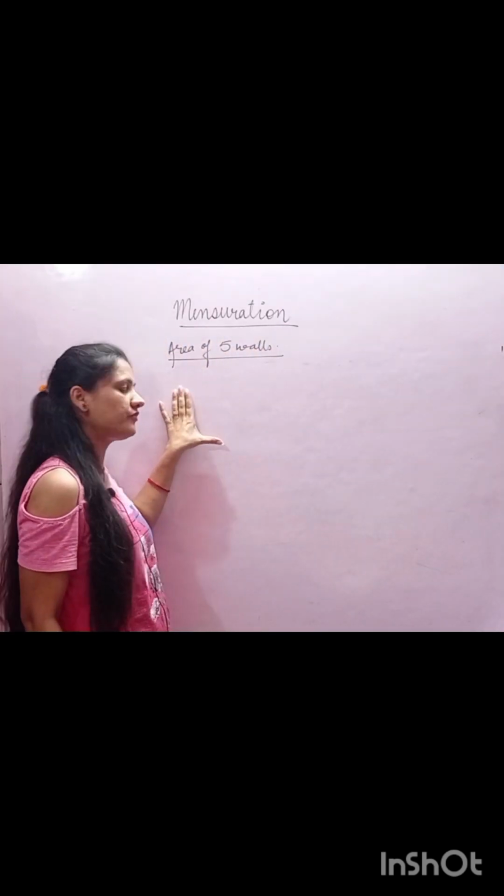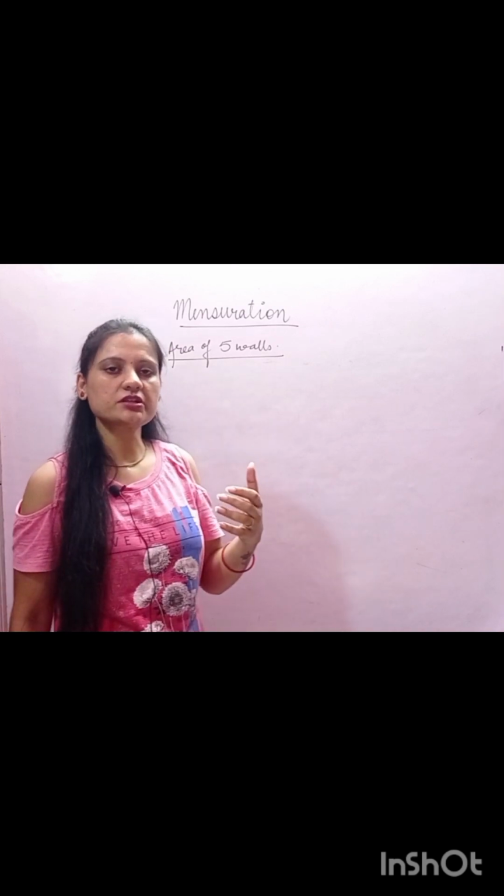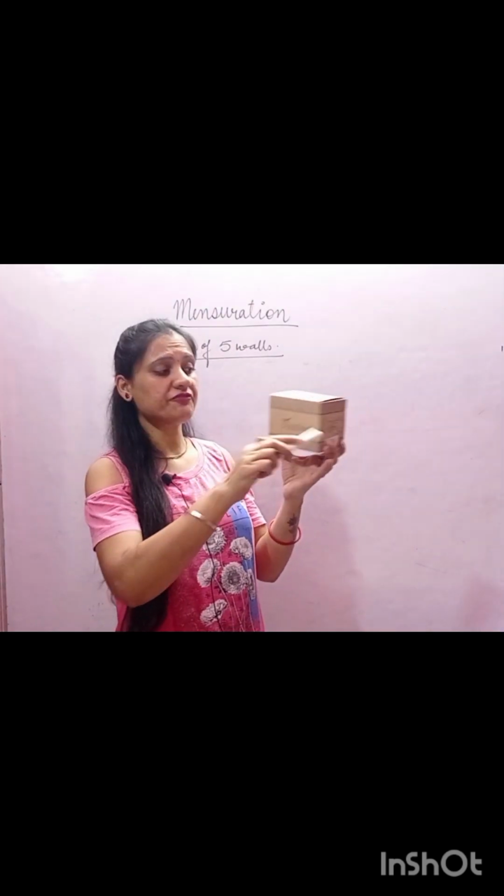Children, one important thing which I want to explain is the area of 5 walls. See, if the question comes of whitewashing, right? You know that if we are whitewashing the room, we exclude the bottom. We don't whitewash the floor. So here you have to find out the area of 5 faces, that is 4 walls plus the ceiling, right? There it should also get whitewashed.